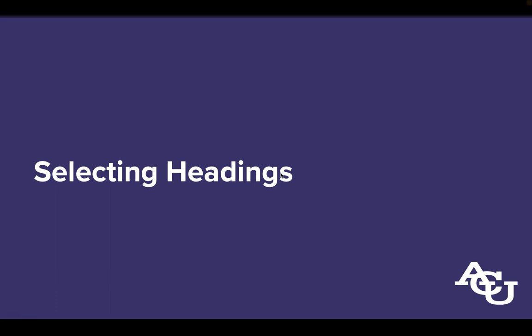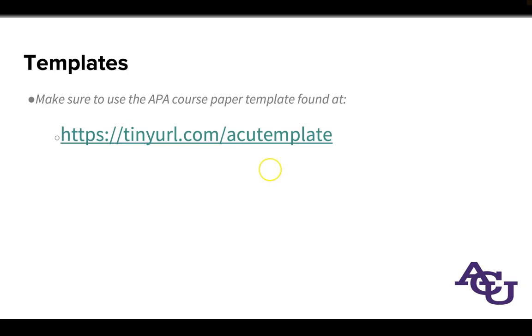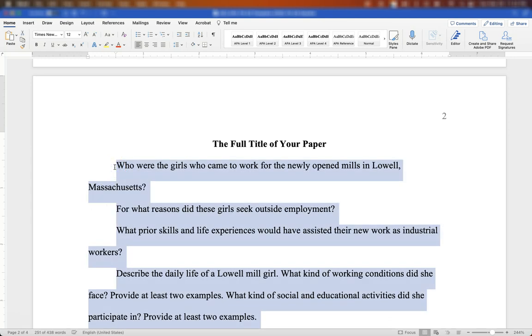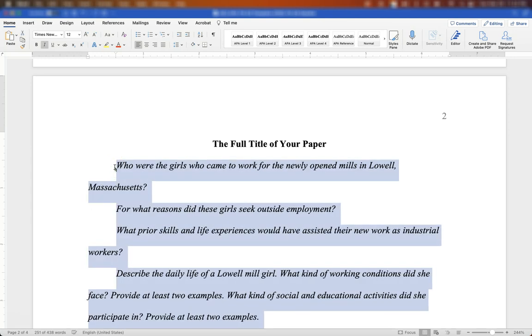So let's talk about how to select headings. And for this, we're going to go ahead and grab a copy of our APA course paper template. So if you're watching this on video, you can always pause and then go download that template and then continue when you have it. Now, I've started out with our blank template copy here, and I've just pasted the assignment instructions here. And I'm going to go ahead and italicize them so that I can see clearly what is instruction versus what I'm putting in.